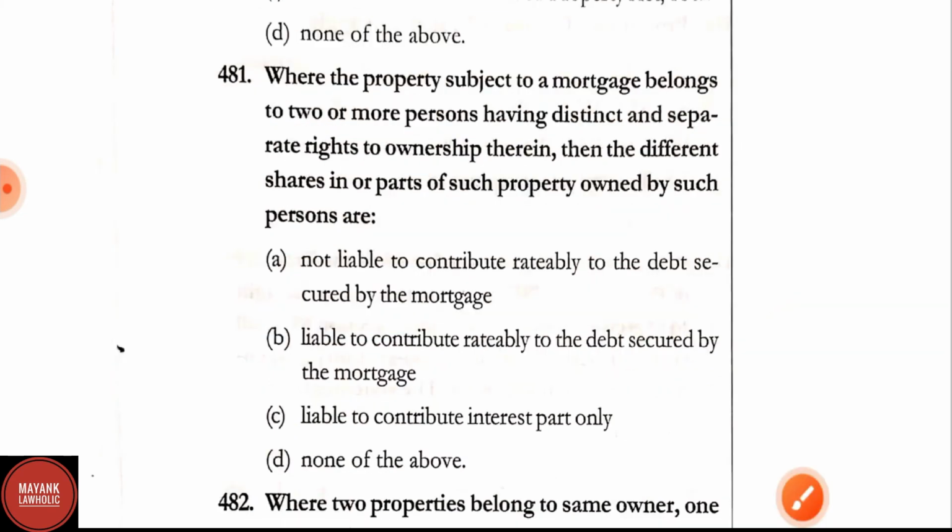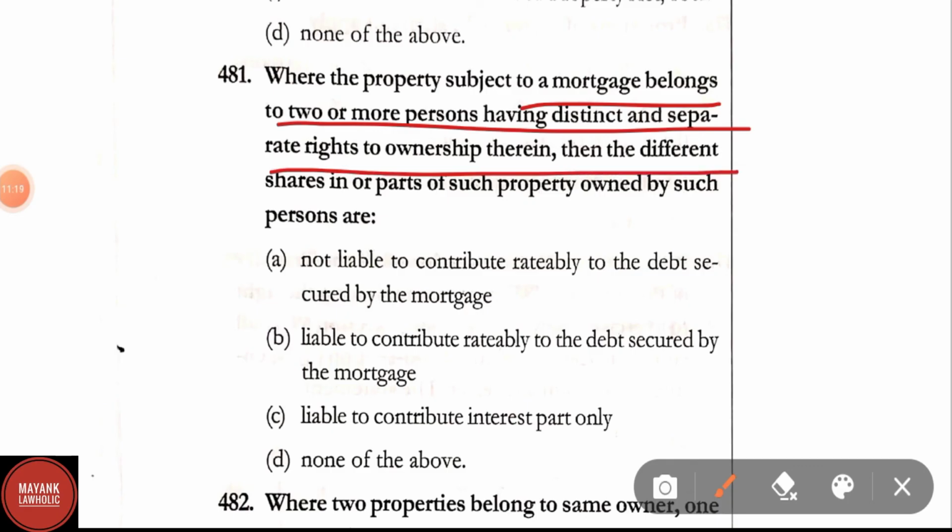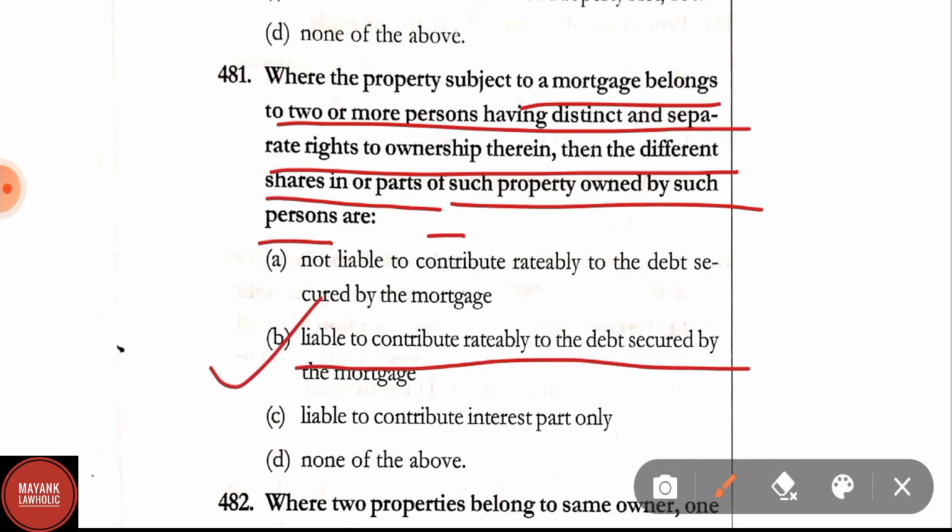Question number 481. Where the property subject to a mortgage belongs to two or more persons having distinct and separate rights to ownership therein, then the different shares in or parts of such property owned by such persons are option A, not liable to contribute ratably to the debt secured by the mortgage, liable to contribute ratably to the debt secured by the mortgage, liable to contribute interest part only, option D, none of the above. Here correct answer is option B, liable to contribute ratably to the debt secured by the mortgage.